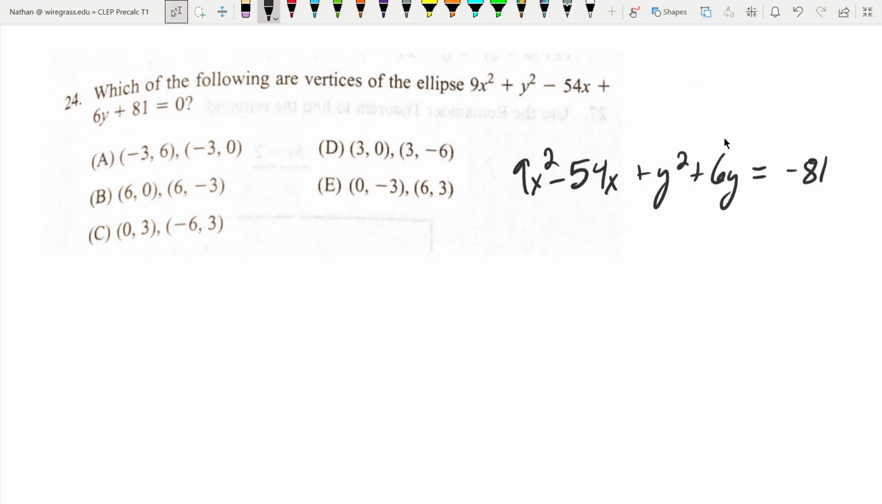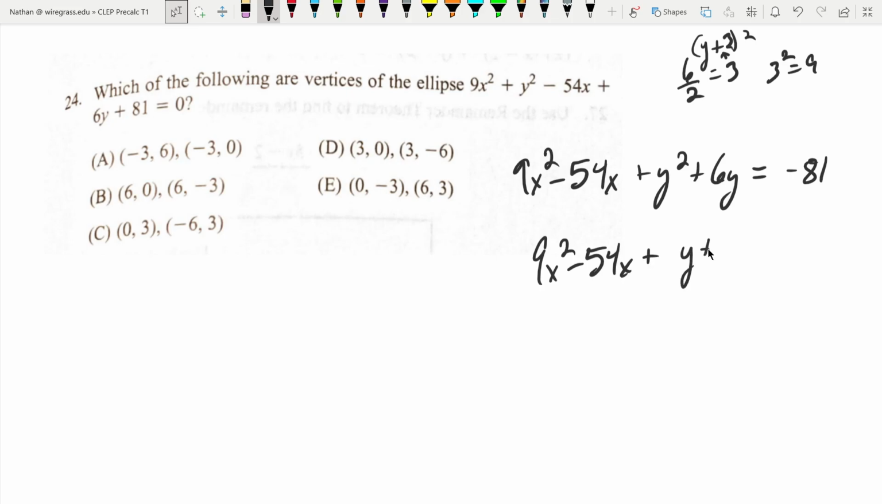Y is the easy one, right? You divide 6 by 2, then you square this number. So 3 squared is 9. That means we're going to get y plus 3, that quantity squared. So this becomes y plus 3 squared, and we added 9 to both sides of the equation to do this completion of the square. So this side becomes negative 72.